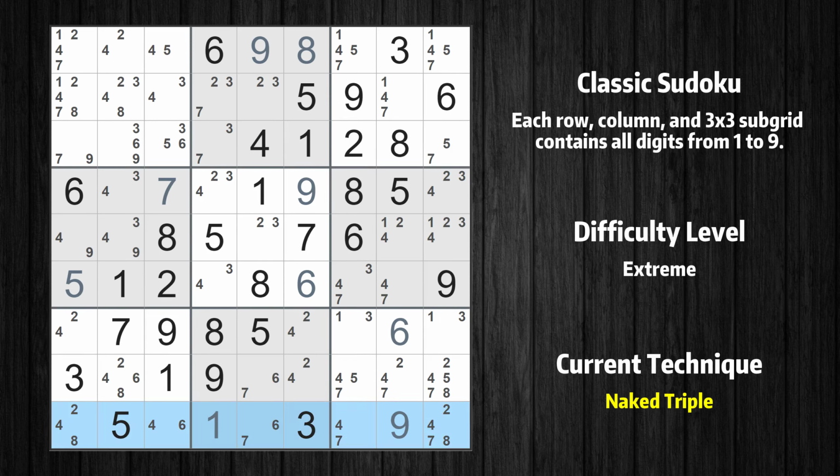There is a naked triple in row 9. We have 3 cells in only 3 possible values to be placed there. The candidates 4, 6, 7 can be removed from all other cells in the same row.